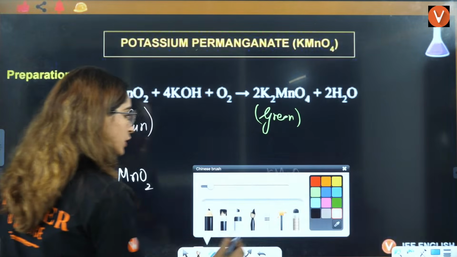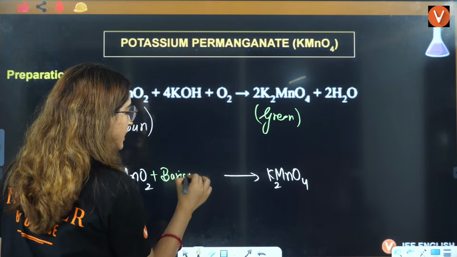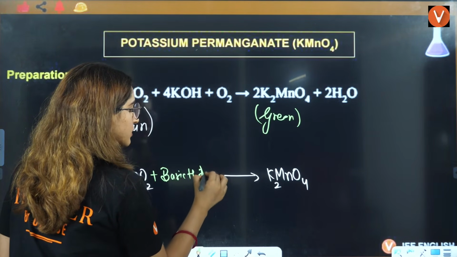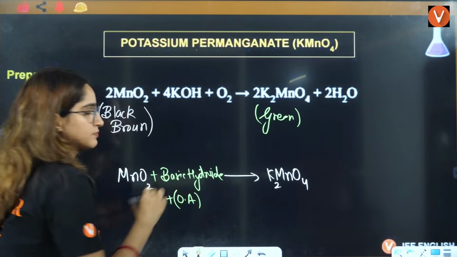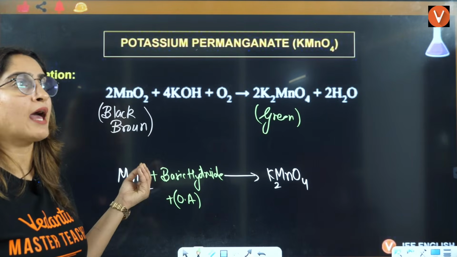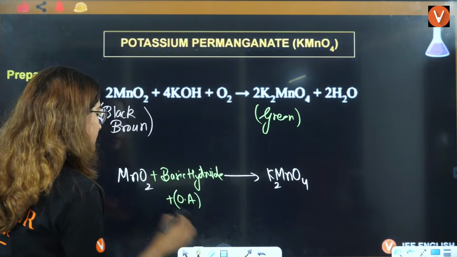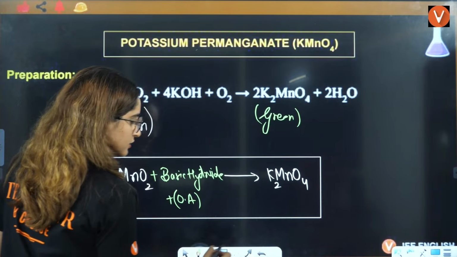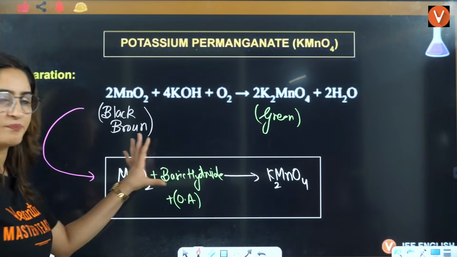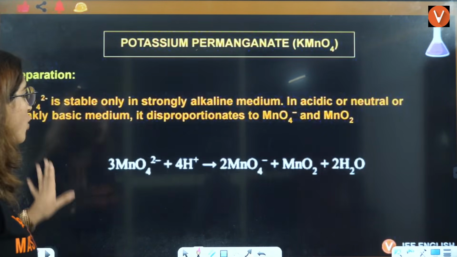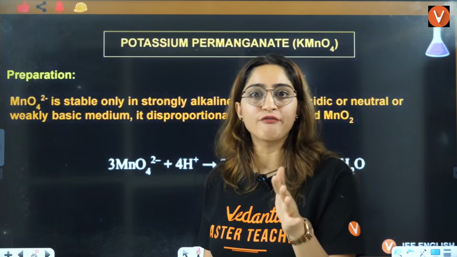what is the thing that you are using? You are using one basic hydroxide, then you are using one oxidizing agent. It can be KNO₃, it can be atmospheric oxygen, anything, but you need to use an oxidizing agent. And this is the general reaction that you are going to do. Now, second step, to convert manganate to permanganate, we have various ways.